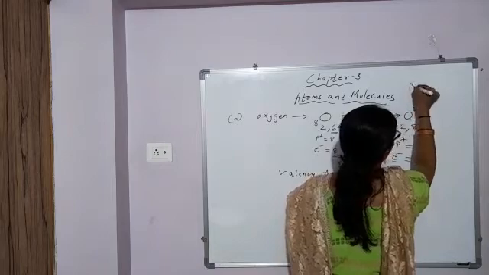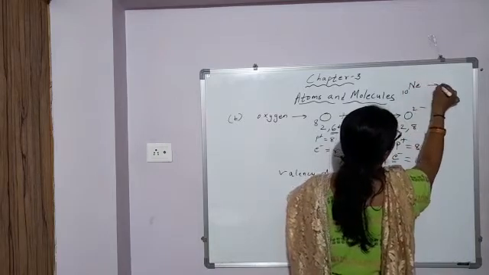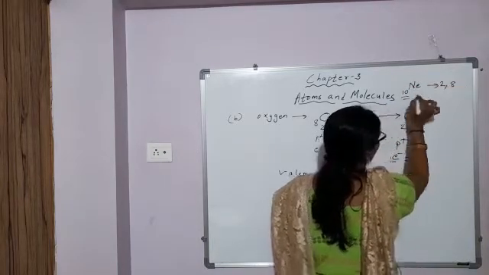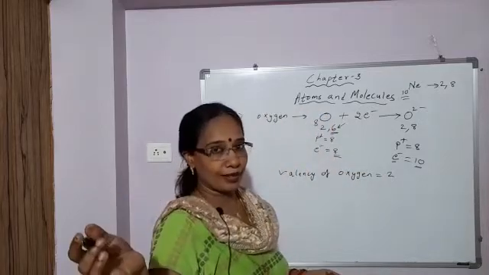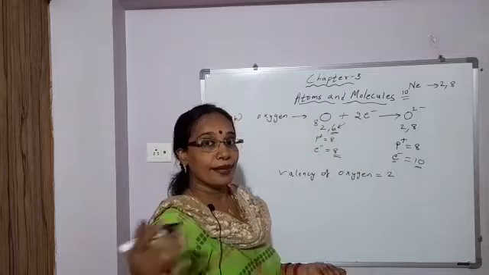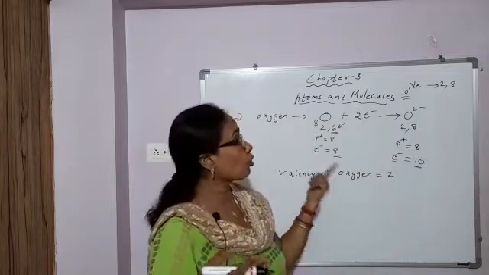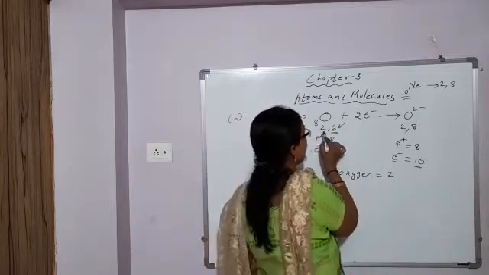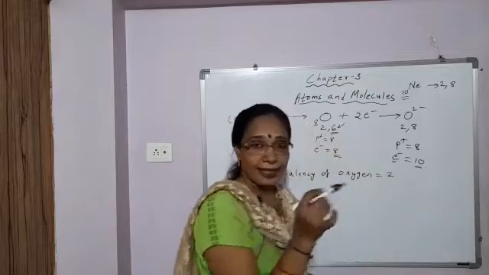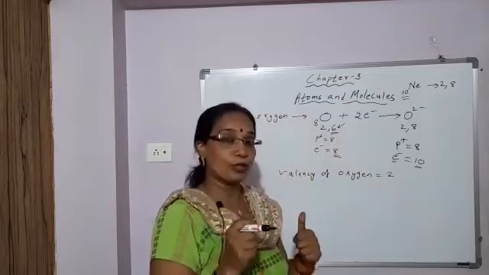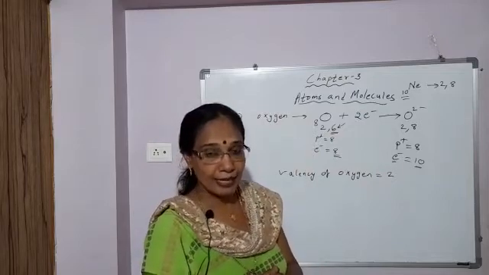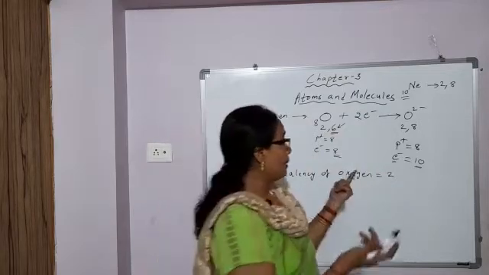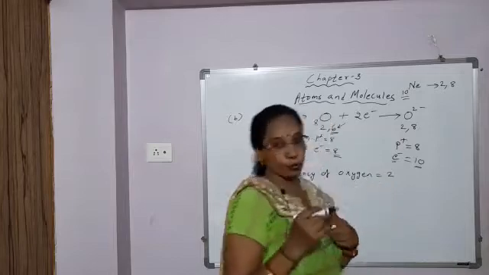Again neon. Atomic number 10 to 8. Atomic number equal to number of protons. Number of protons equal to number of electrons. So electrons also 10. Distribute that in different shells. So 2, 8. Oxygen configuration was 2, 6. It gained 2 electrons. It can gain 2 electrons to attain the electronic configuration of its nearest noble gas. So the valency becomes 2.